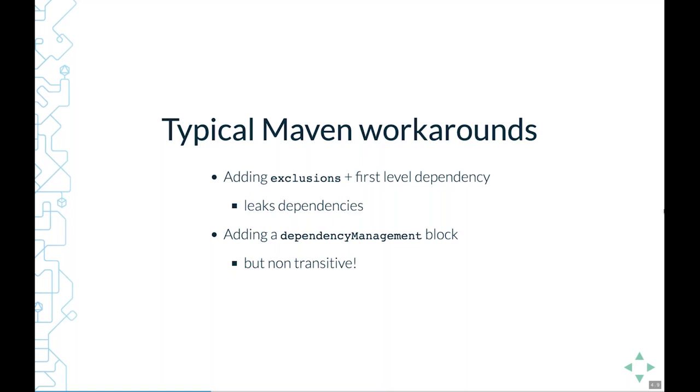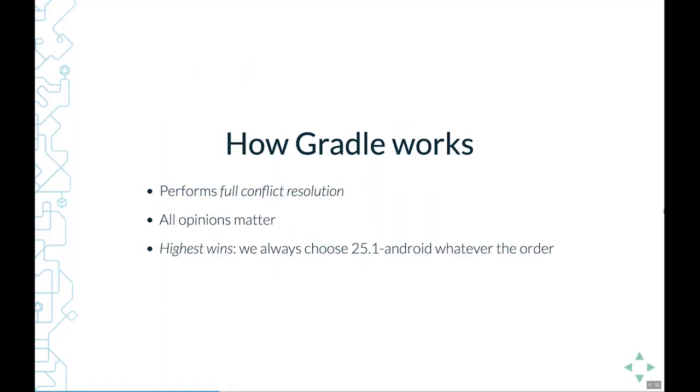So usually what people do in Maven to work around this is either add exclusions and then define a dependency at the first level, using the version you want, but then you introduce all kinds of problems like leaking dependencies on the compile class path. Or they use what they call the dependency management block, which is interesting and has some benefits, but it has a major drawback, which is that it is not transitive. And it has consequences during the resolution.